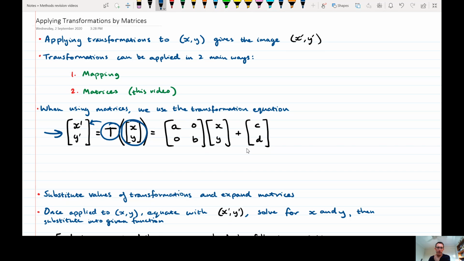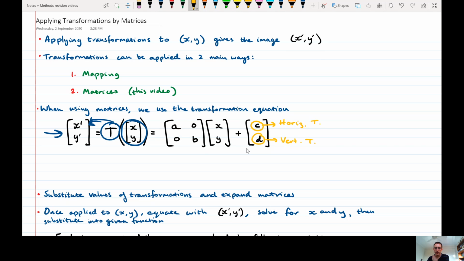If you've forgotten how to do matrices, go look at the matrix video I put up, and you should be able to follow along. So this matrix equation describes how you're going to transform x, y to get to the image. Now, these A, B, C, Ds all mean very particular things. This C is your horizontal translation. This thing here is your vertical translation.